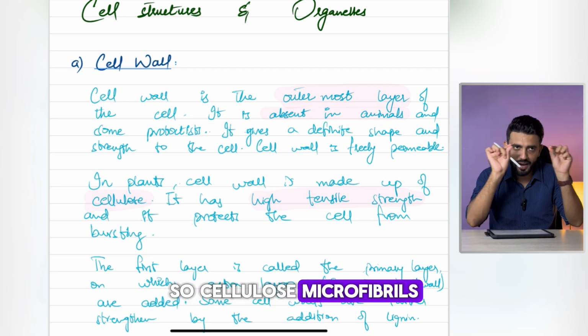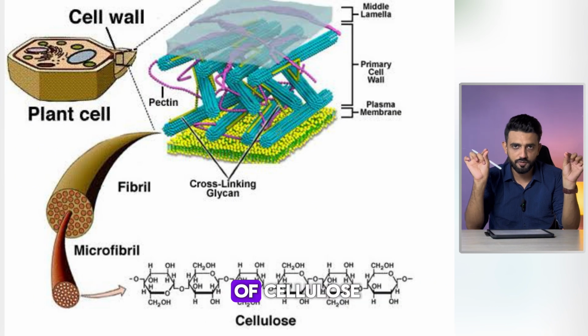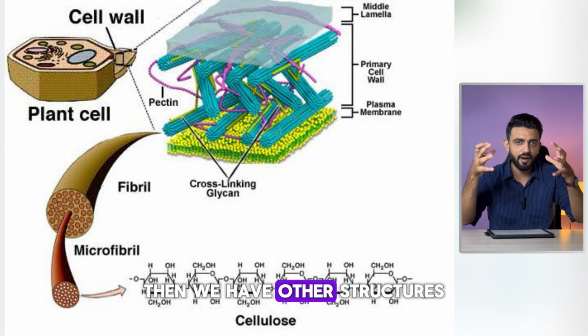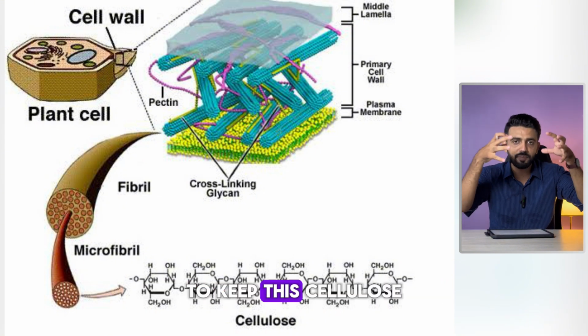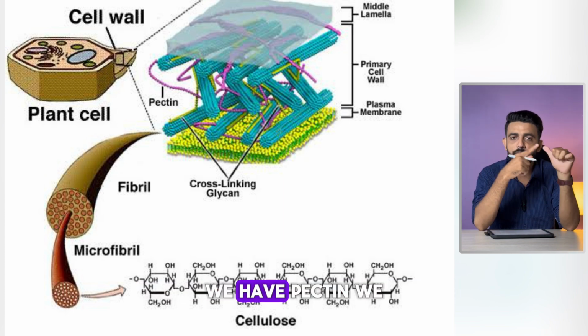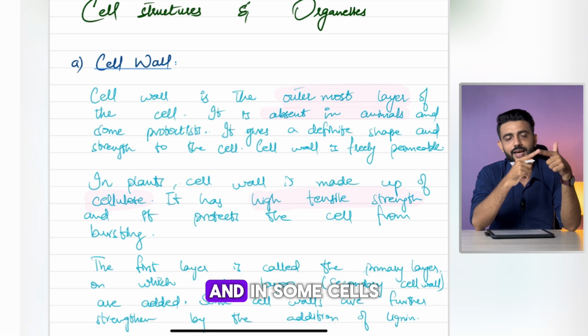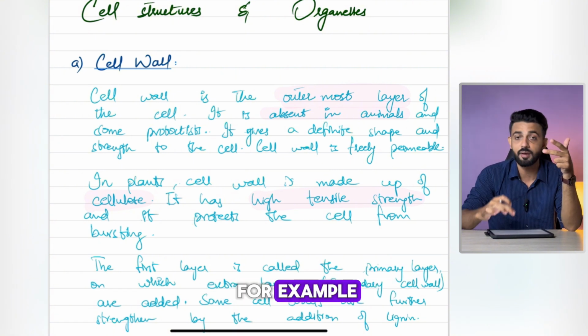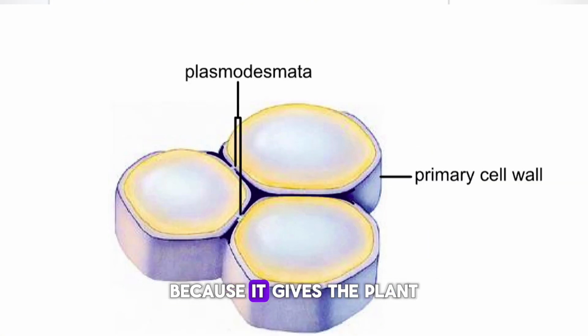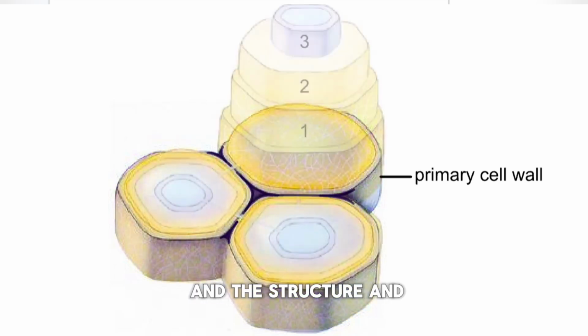So there are small microfibrils of cellulose which make up the cell wall. This is the basic structure. Then we have other structures to keep these cellulose microfibrils intact and stronger. We have pectin, we have hemicellulose, and in some cells we have lignin, for example in xylem vessels. Now the cell wall is really important because it gives the plant cell its shape, structure and strength.